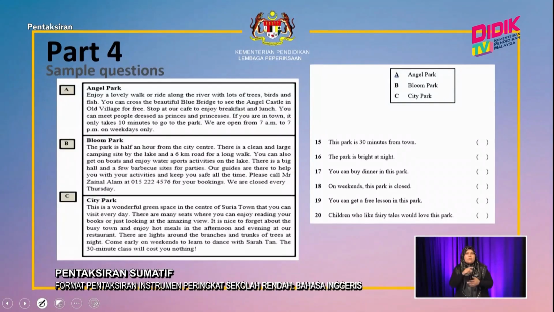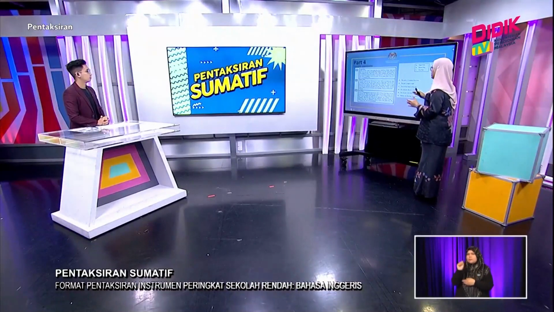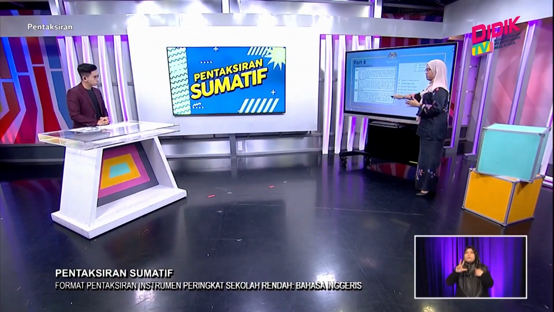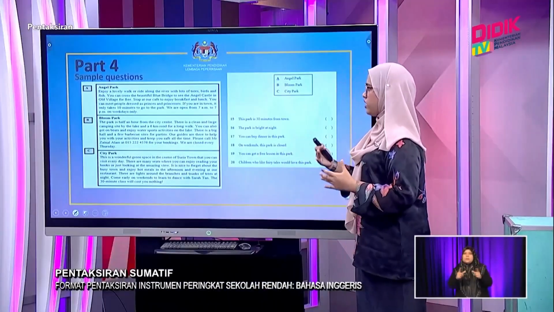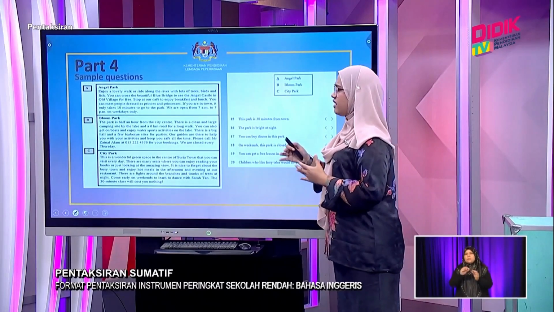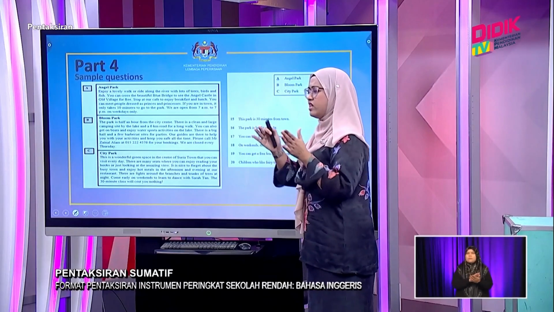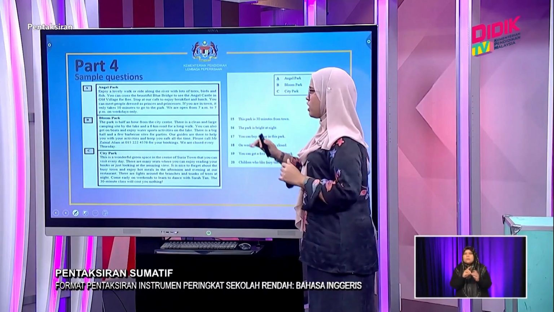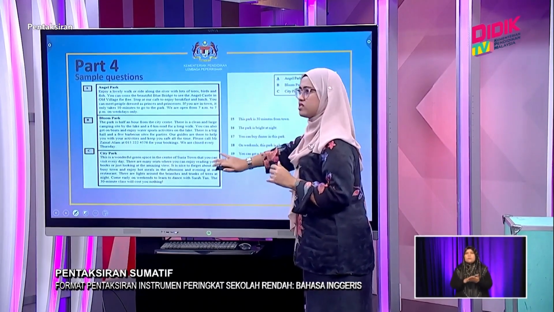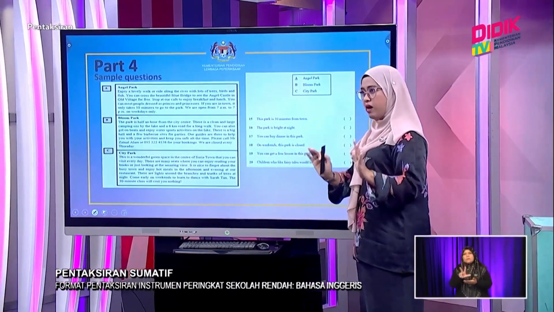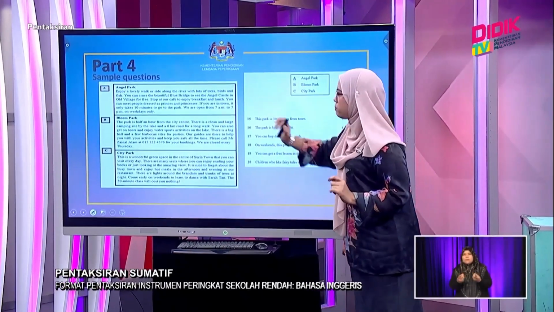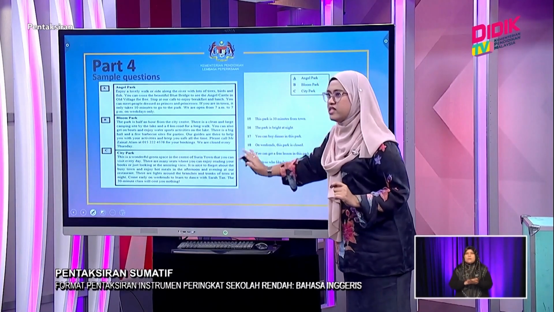Wow. All right. Yeah, there are three. This is one question. Yes, this is one question. So you will get to read 3 different texts. You have to process 3 different texts. The length, I think, is quite all right. It's just that you have to process 3 different main pieces of information. So these 3 texts are talking about 3 different parks: Angel Park, Bloom Park, and City Park.